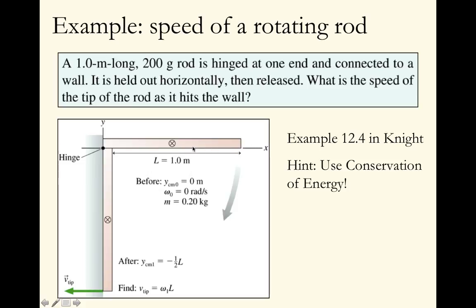And it's asking what is the speed of the tip of the rod. So it rotates down by the hinge, it falls down, and it wants to know the speed of the tip of this rod here, just as it's about to hit the wall. And it gives us a hint that we should use conservation of energy.